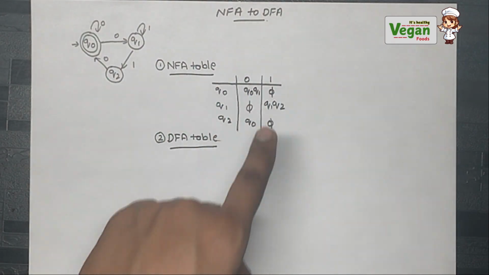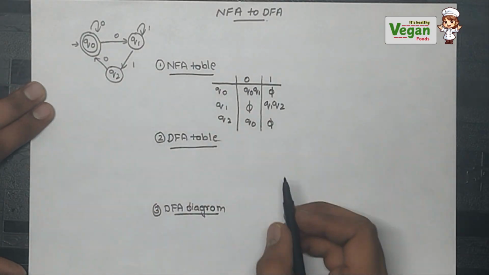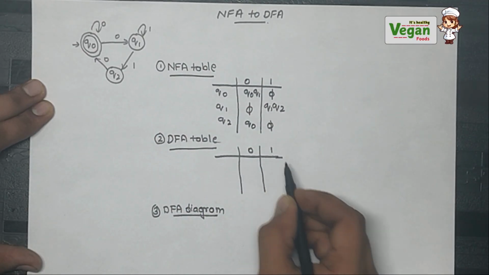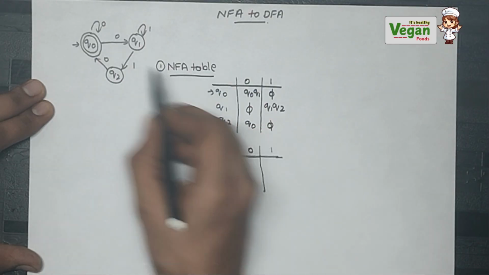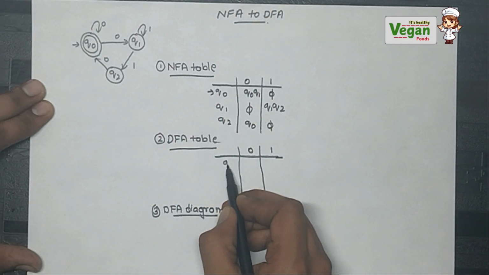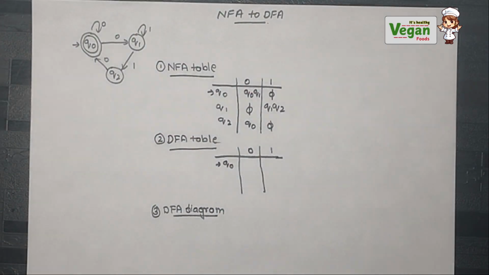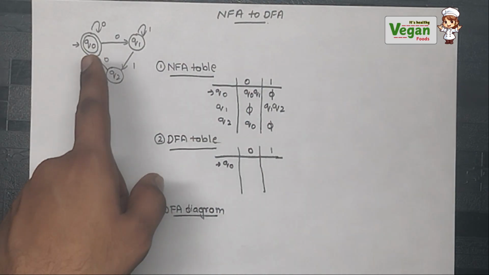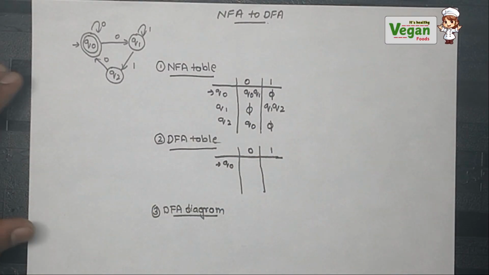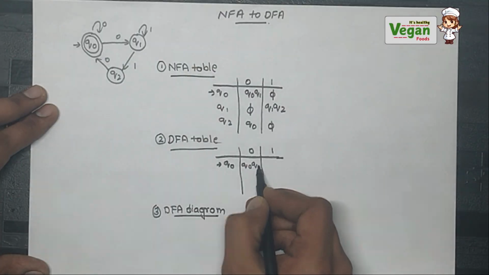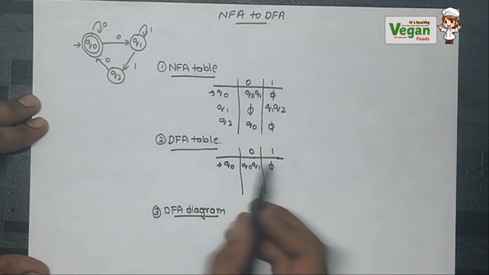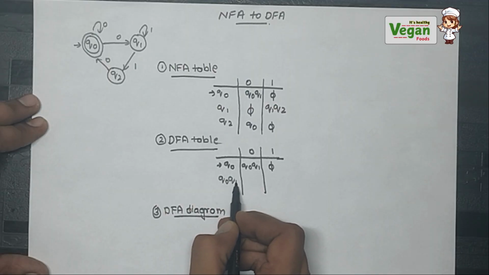Now we must convert this NFA table into the DFA table. What are my inputs? 0 and 1 are my inputs. The first state is Q0, which is the initial state and also the final state. So I will be writing Q0 because this is the starting state, the initial state from which we are starting. Write all of its outputs also: that is Q0, Q1 and another one is phi. Now while proceeding to the next, you should not write Q1, you should write Q0, Q1.